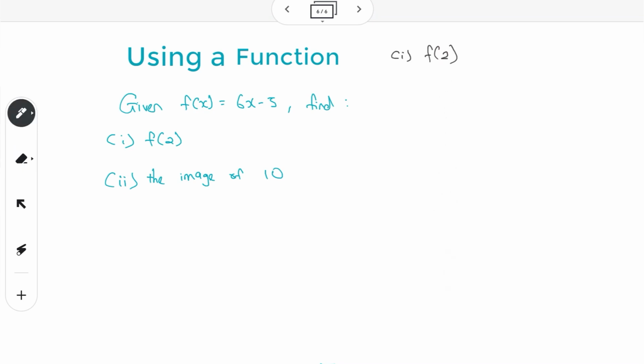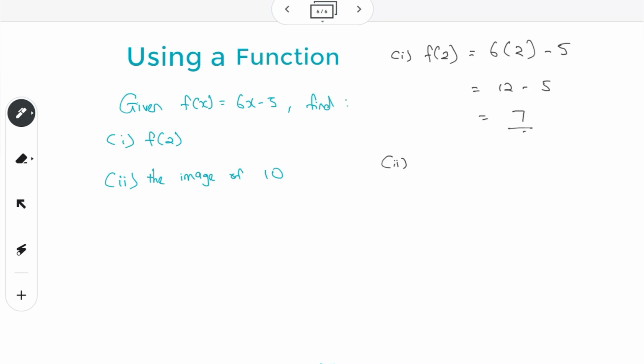basically just means we are putting 2 into our function and we want to see what comes out on the other side. In order to find out what comes out on the other side, it's very simple. All we have to do is use this function here and we replace the number 2 into x. So how does it look like? It looks like this. 6 times 2 minus 5. We finish the equation and we get 7. Therefore, the answer for number 1 is 7.